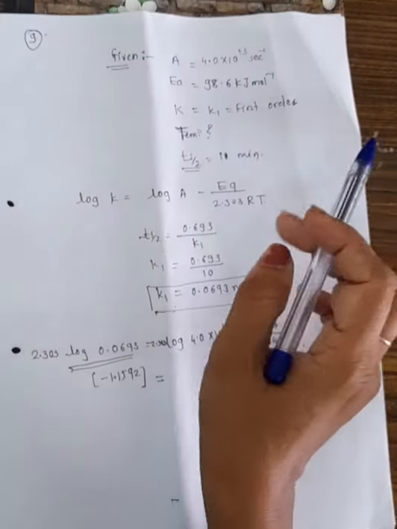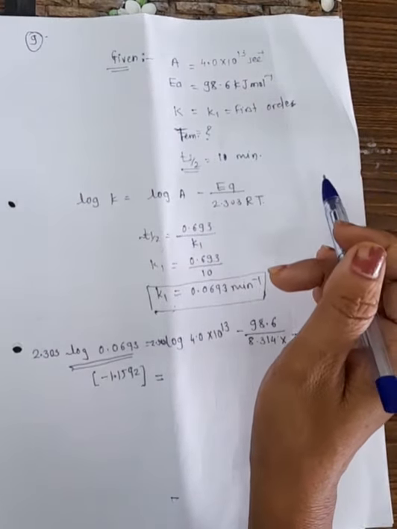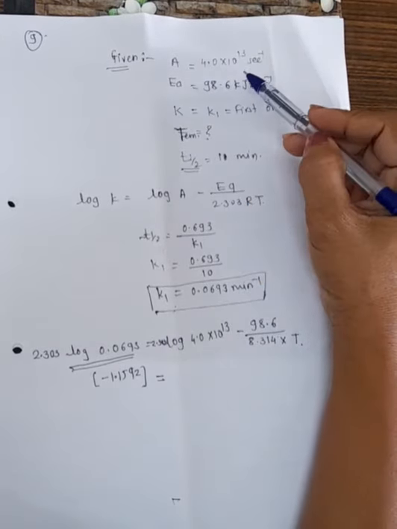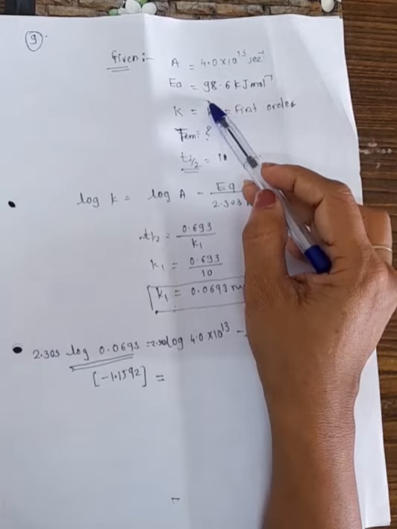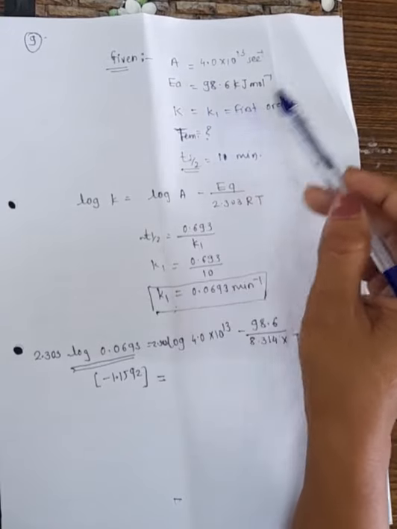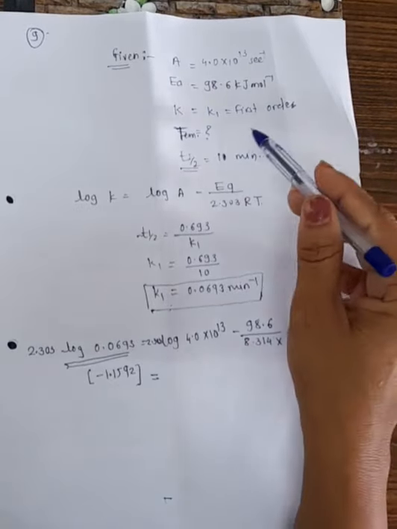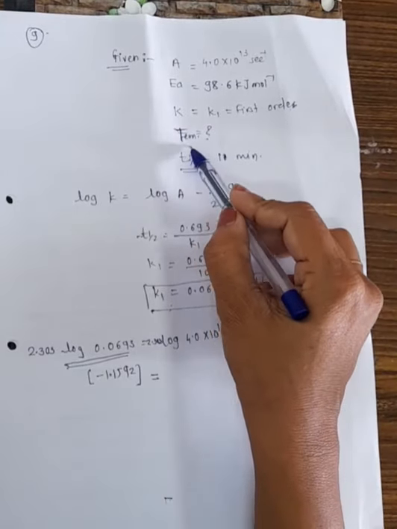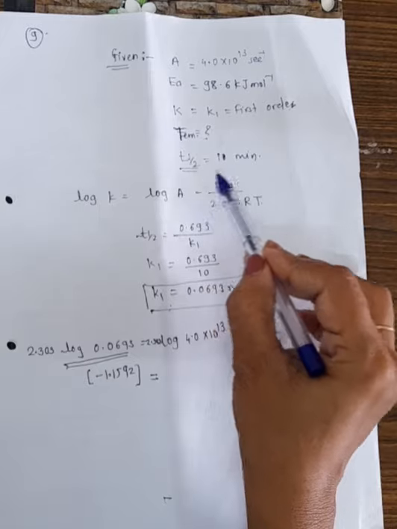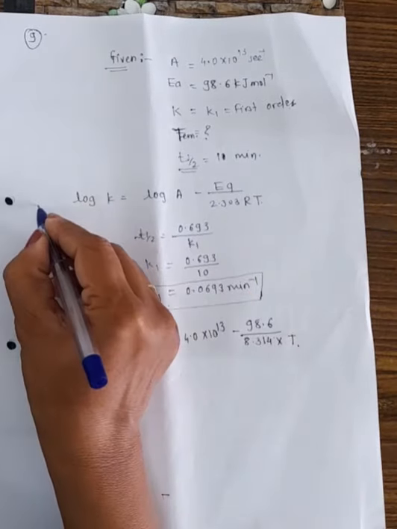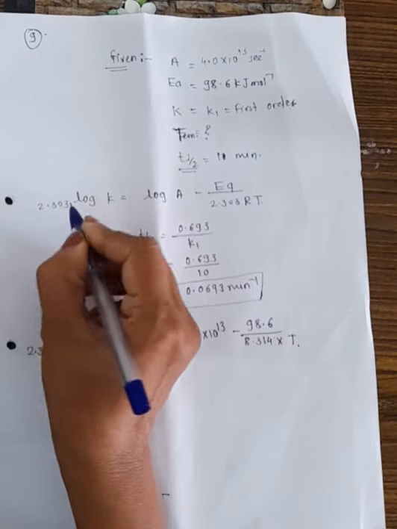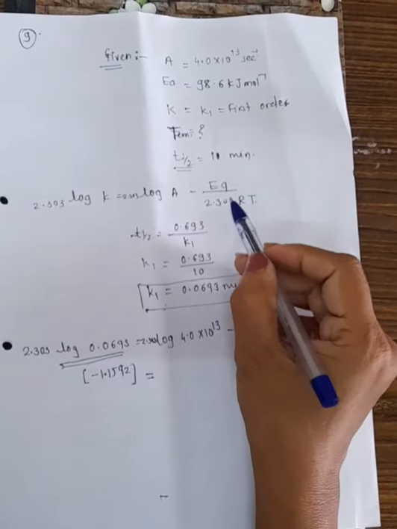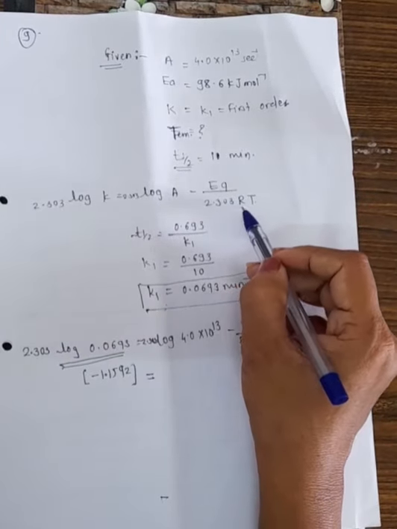Before we start to solve this, we should write down the given points. The Arrhenius constant A, the activation energy is 98.6 kilojoule per mole. K is K1, because it is a first order reaction, which is a very important point for us. We want to find out at what temperature, and t1/2 is given as 10 minutes. Now when we write the equation, 2.303 log K is equal to 2.303 log A minus Ea by RT.